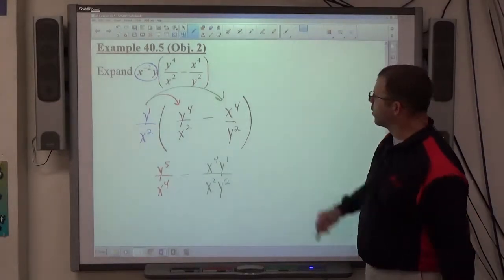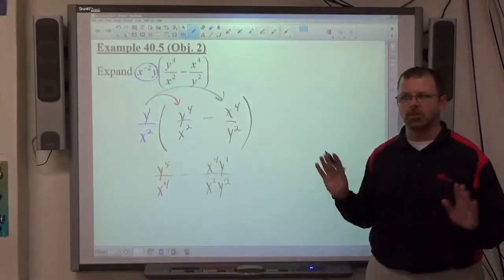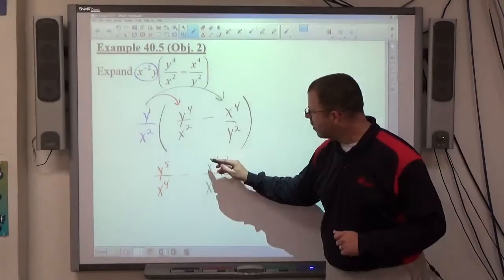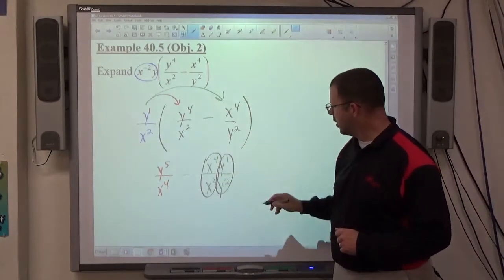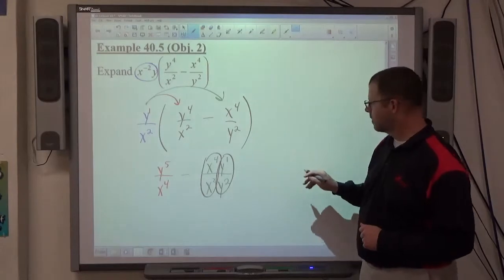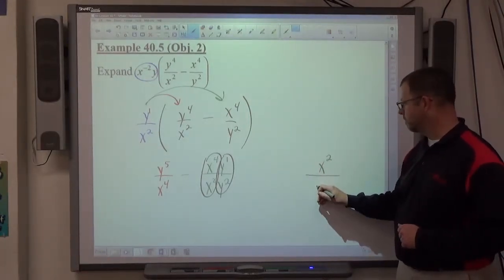Looking at each term individually, what's wrong with the red one? Nothing. Absolutely nothing. There's one x, there's one y, the powers are positive, it's ready to go. The second term, there's too many x's, there's too many y's. So Liz, what would the second term become? X squared on top and 1 to the first on the bottom.